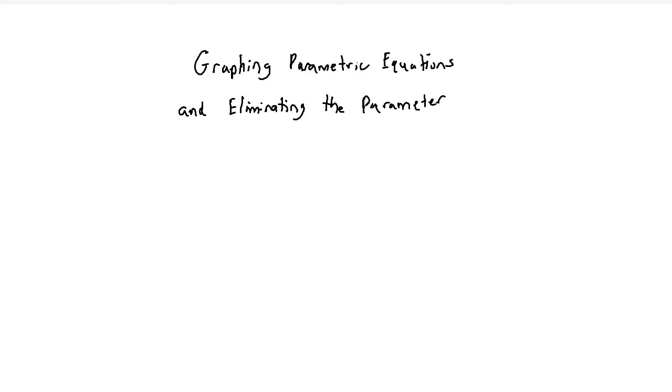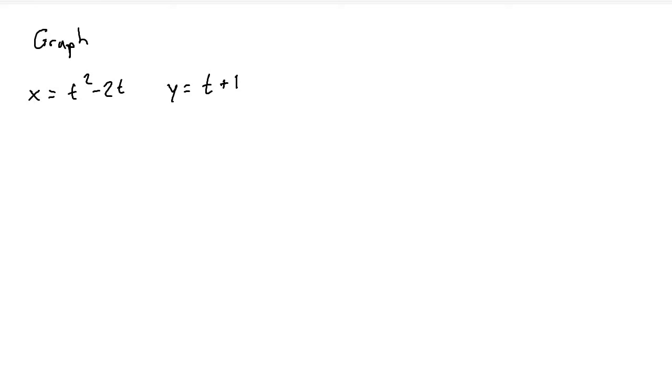So let's take a look at graphing parametric equations and eliminating the parameter. When we're asked to graph x equals t squared minus 2t and y equals t plus 1, notice how the x and y equations are in terms of t. So when we graph these, it's best to set up a table or a chart. So I have 3 columns. My first one will be the t column, and then I can have the x and y.